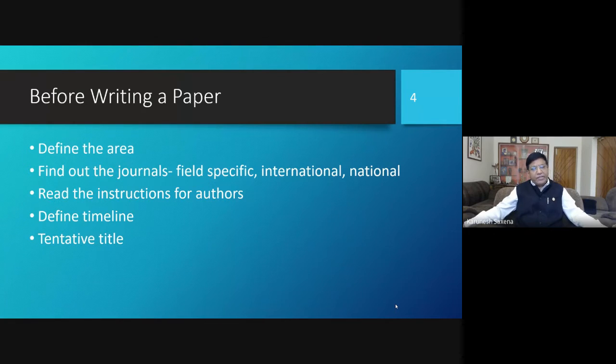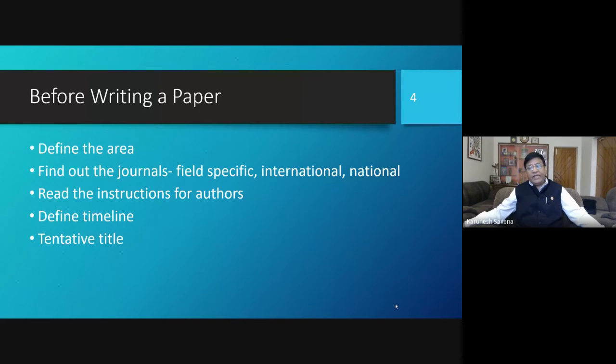So that way, you should identify in which area you are going to write your paper, and secondly, you should be selecting the journal matching the field of the paper that you are writing. Third aspect is read the instructions for author. When we go through the website, we will easily find it.